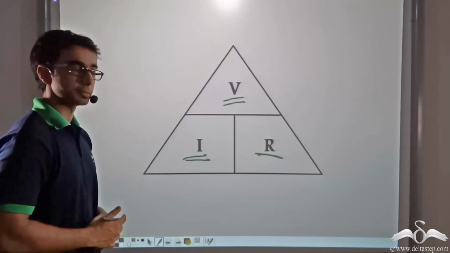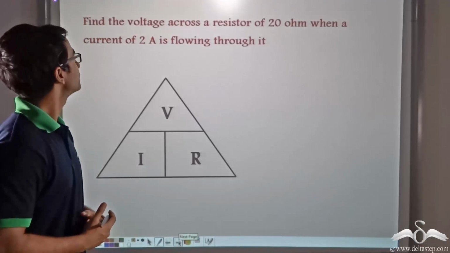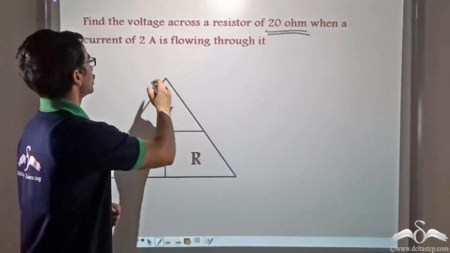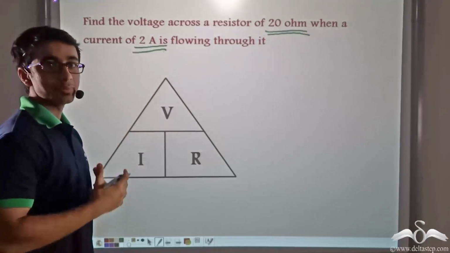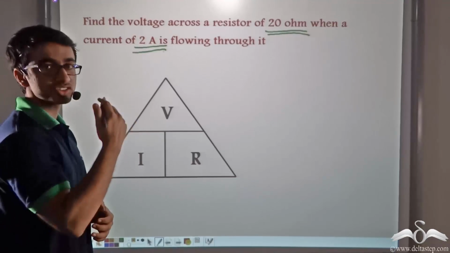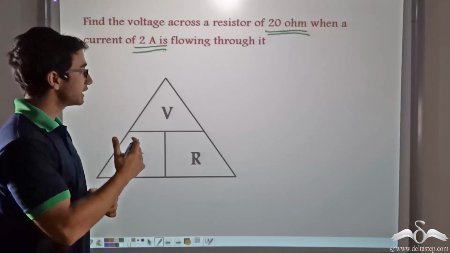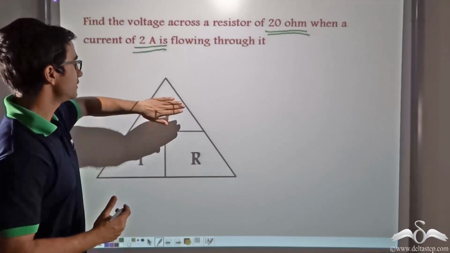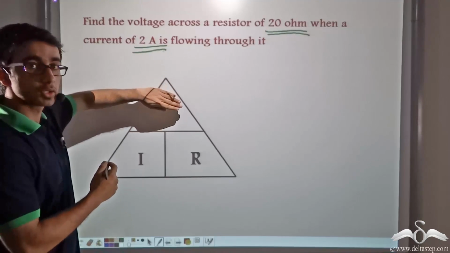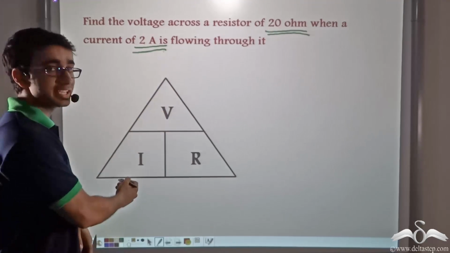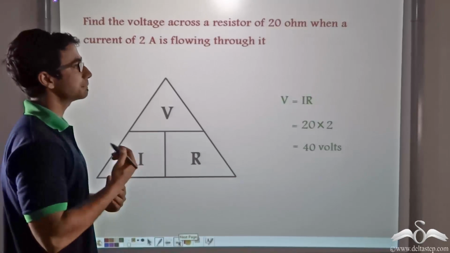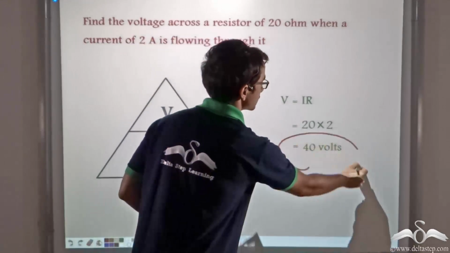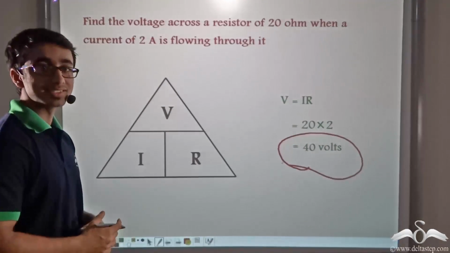So let us take a quick example. Over here, we have a 20 ohm resistor and a current of 2 amperes is flowing through it. We have been asked to find the voltage across the resistor. If you recall, we can find this if we cover the value that is required. In this case, the required value is V, so we cover V. The expression that we get is I into R. So simply multiply the values of I and R, that is 20 into 2, which gives us 40 volts. So 40 volts is the answer.